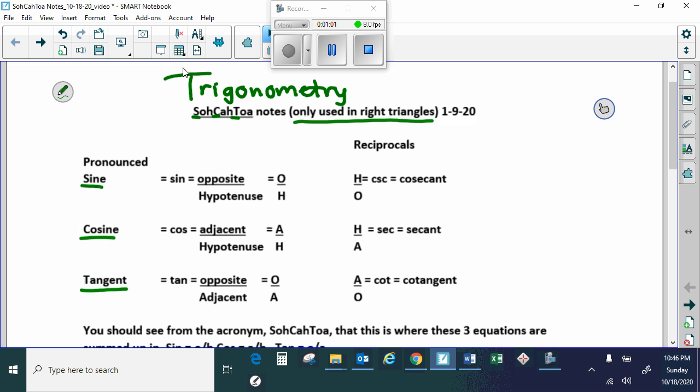The O, little o, stands for the opposite as it shows right here, and H is hypotenuse, and A is adjacent. And we know adjacent means next to, and we know hypotenuse means across from the right angle. The first thing you always want to identify is the hypotenuse every time. Every single time, then you can't mess it up. Adjacent means the side next to the angle you're referring to, and opposite means across the way.